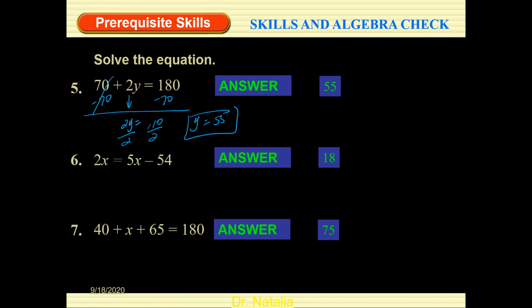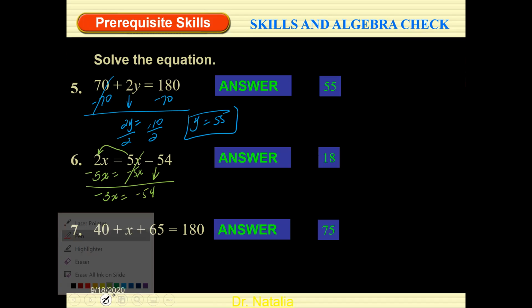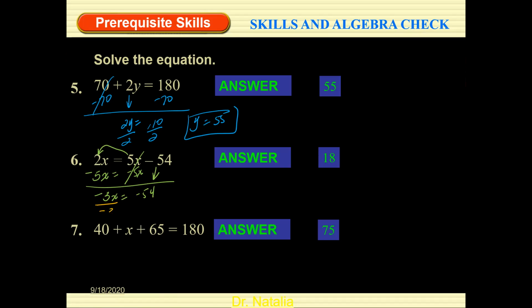Next one, your goal here is to get x by itself, but take a look at this. X is not by itself. You have 2 x's. So I'm going to move this x over. I'm going to subtract 5x on both sides of the equation. That cancels. Negative 3x is equal to, bring down the negative 54. We're going to divide everything by negative 3. So then x equals a positive 18.